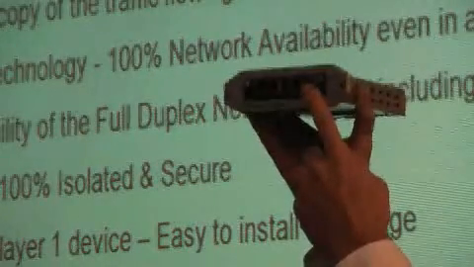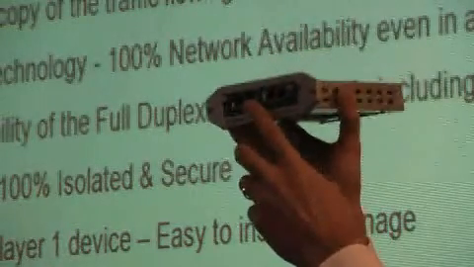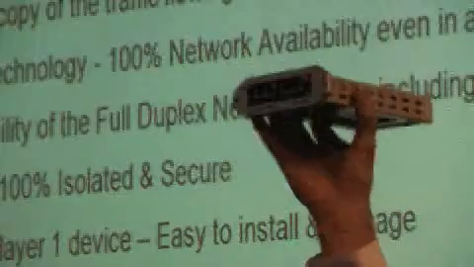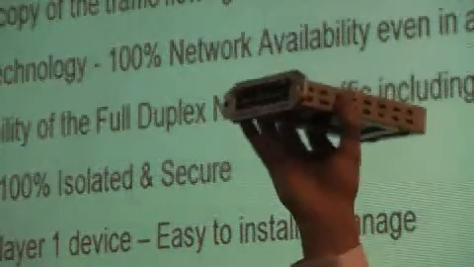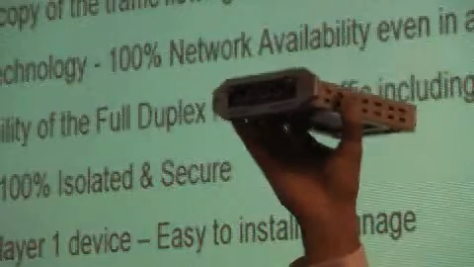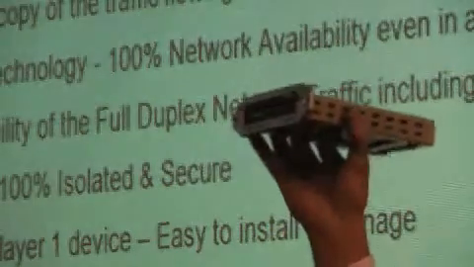You have your server plugged into, in this case, an A port, and then you have your switch plugged into the B port. So now you have a physical connection going between your two devices. And very simply, what a network tap will do for you is it will physically provide you a copy of the traffic flowing between your two devices.